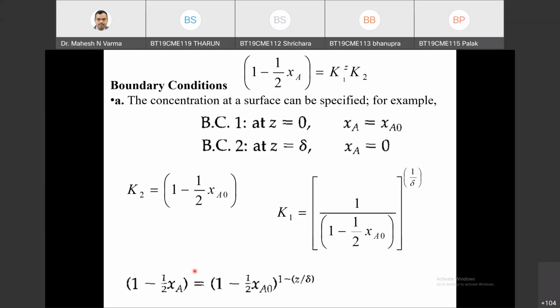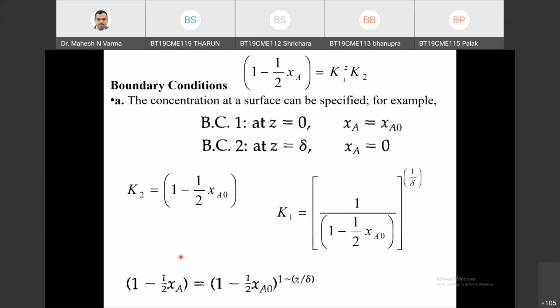So this is the concentration profile you are expecting actually. So 1 minus half xa equals 1 minus half xa0 raised to the power of z divided by delta. So at a given value of z, you can get the value of xa. This is the concentration profile.